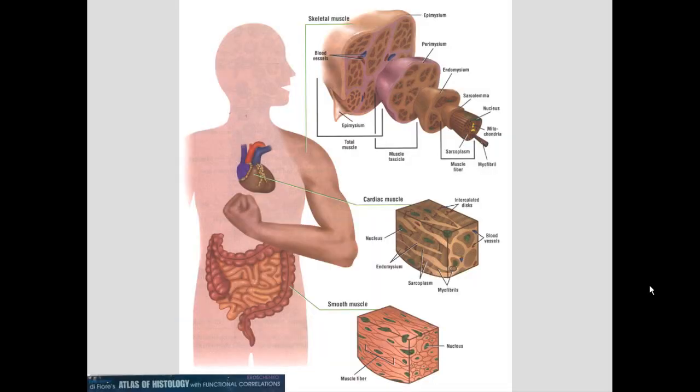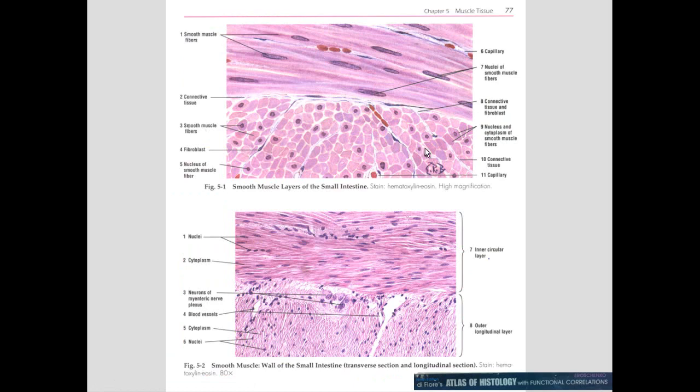There are three basic types of muscle. We have smooth muscle, which we have in the GI tract, cardiac muscle that we have in the heart, and then there's skeletal muscle that we have to move the different components of the body.